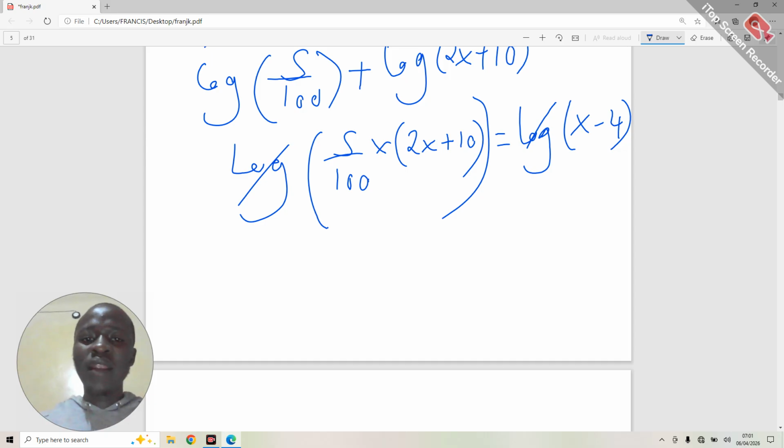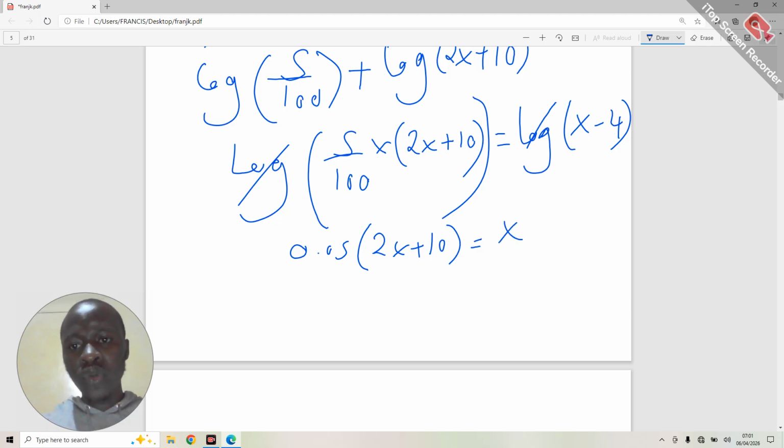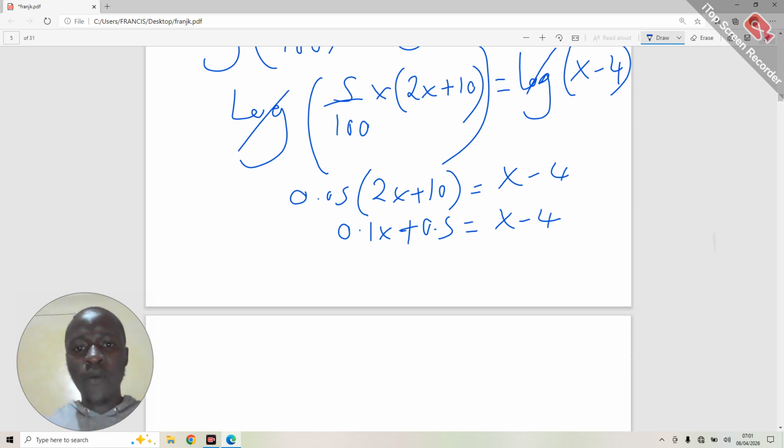Now 5 all over 100 is the same as 0.05. So 0.05 into 2x plus 10 is equal to x minus 4. So let us open the bracket there. If I multiply 0.05 by 2x, I'll get 0.1x, plus 0.05 multiplied by 10, I shall get 0.5, is equal to x minus 4.